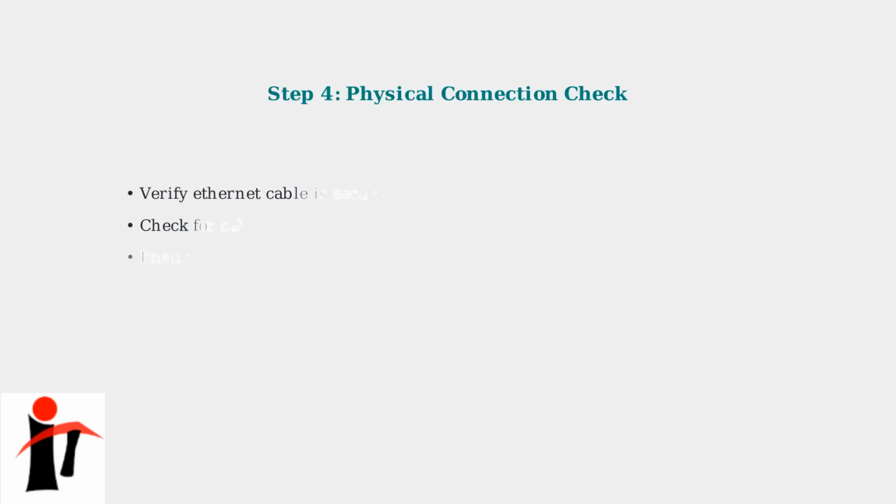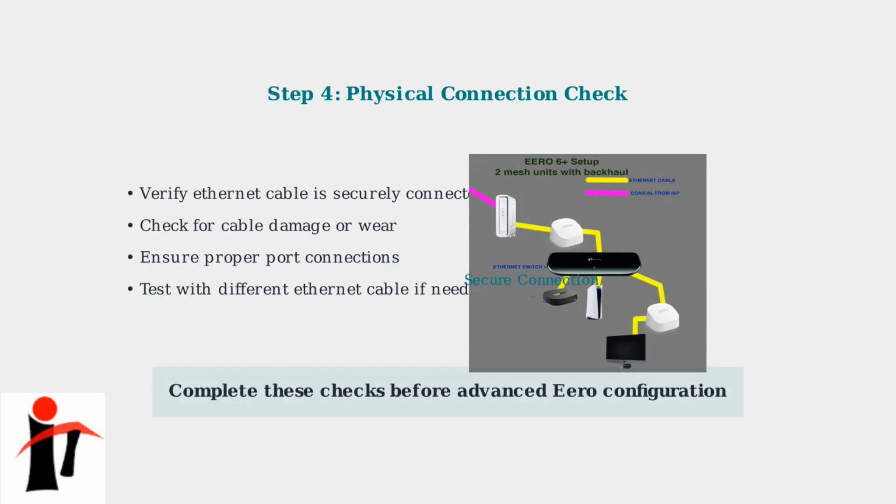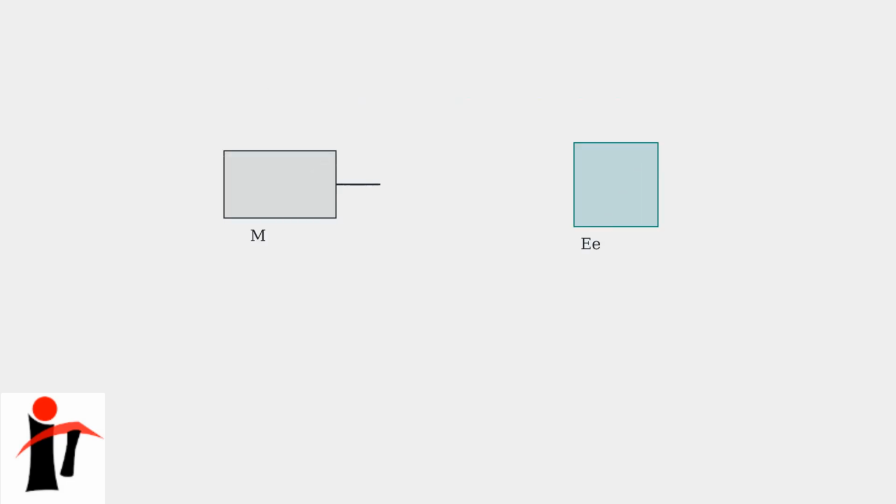Finally, verify all physical cable connections between your modem and Eero Pro gateway are secure. Check Ethernet cables for damage and ensure they're firmly connected to prevent intermittent connectivity issues. When your ISP and modem are working correctly, but your Eero Pro still won't connect, the issue is likely in the setup sequence or advanced configuration.